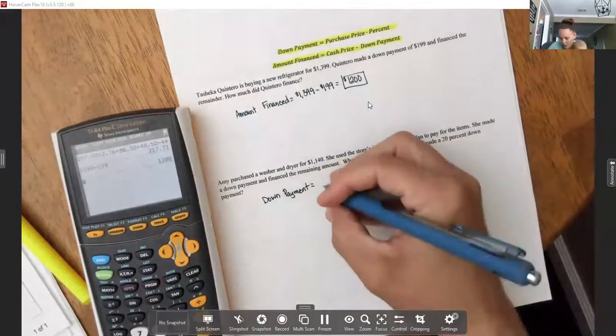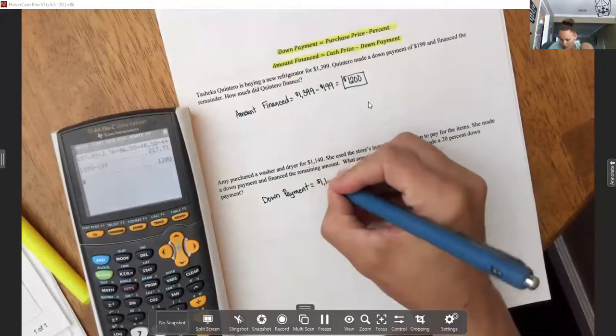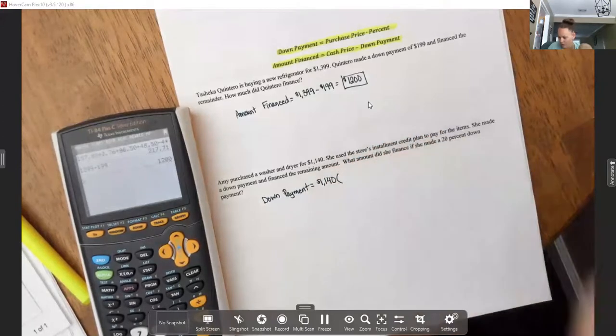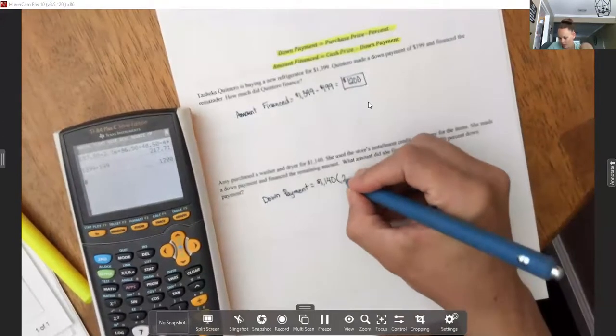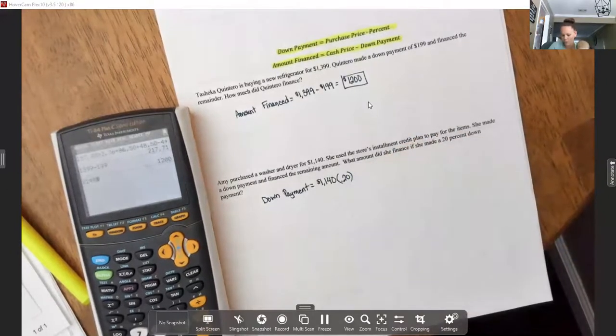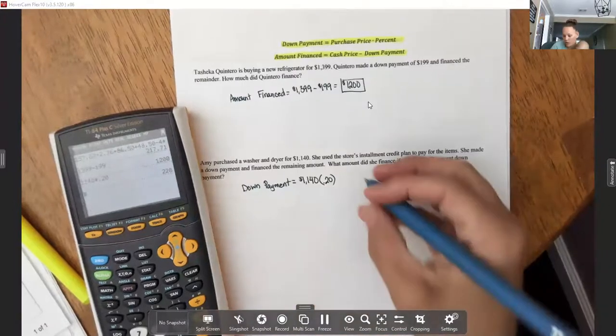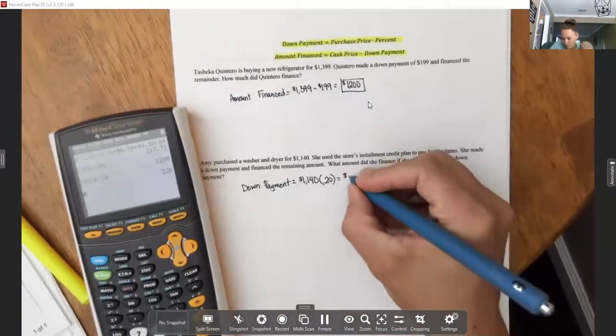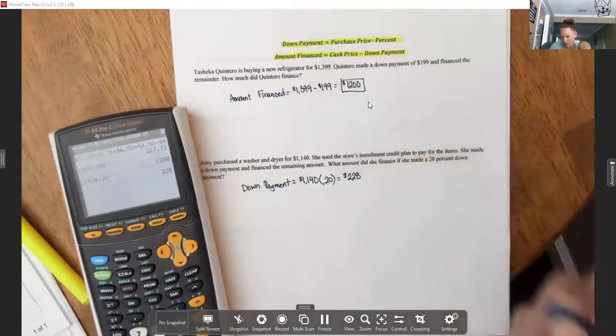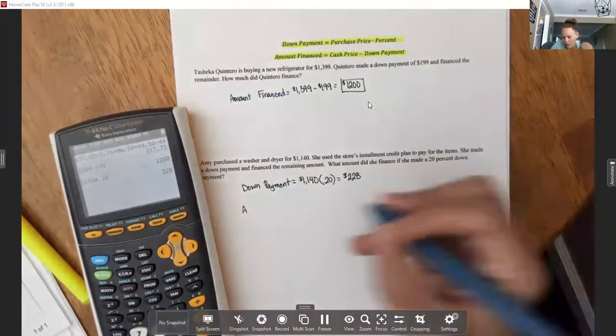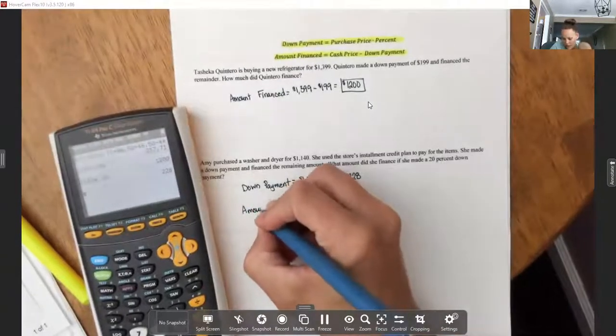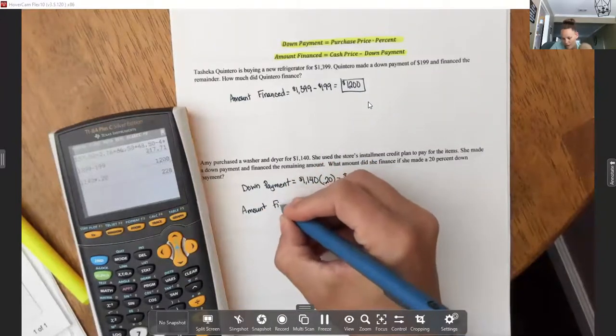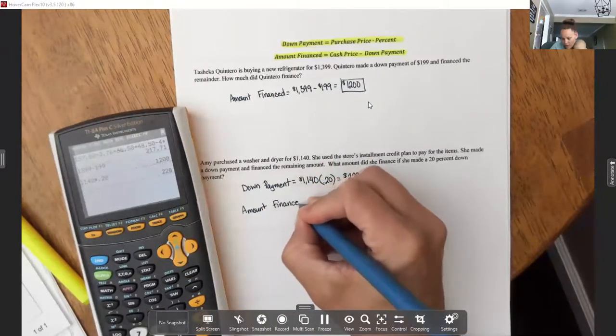So for the down payment, we take the purchase price, $1,140, and we multiply by the down payment, 0.20. Sorry. So the down payment is $228. So the amount financed then, we just subtract that down payment from the cost.